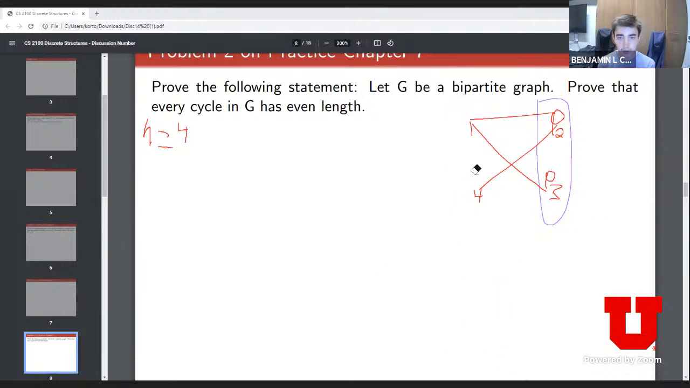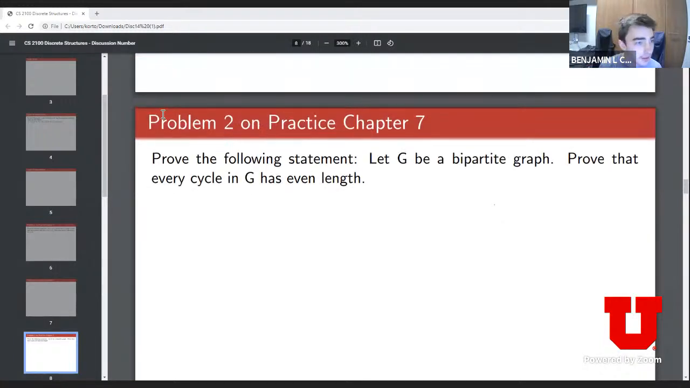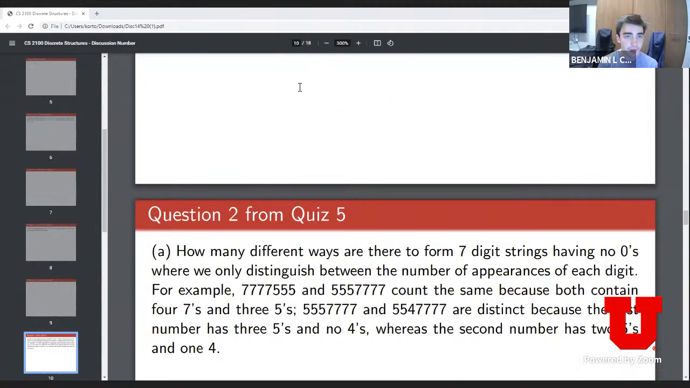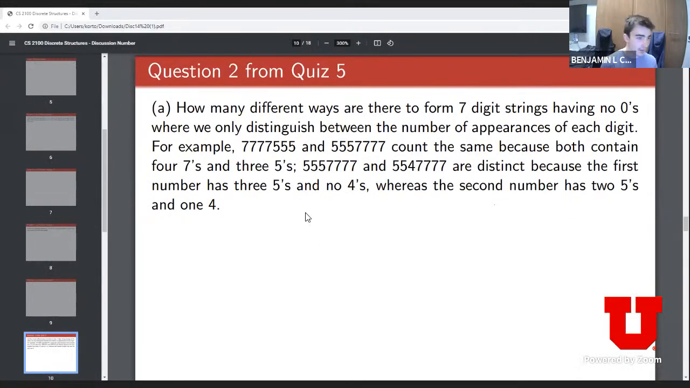All right. This was the last graph problem on the slides. Although I do want to review some combinatorics as well. So this was from one of the quizzes in one of the previous years about combinatorics.